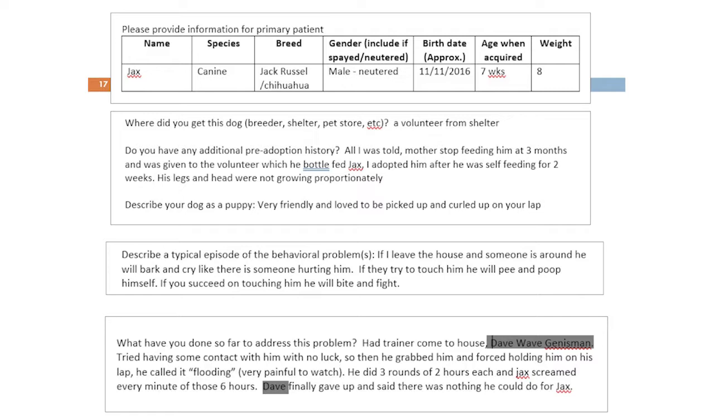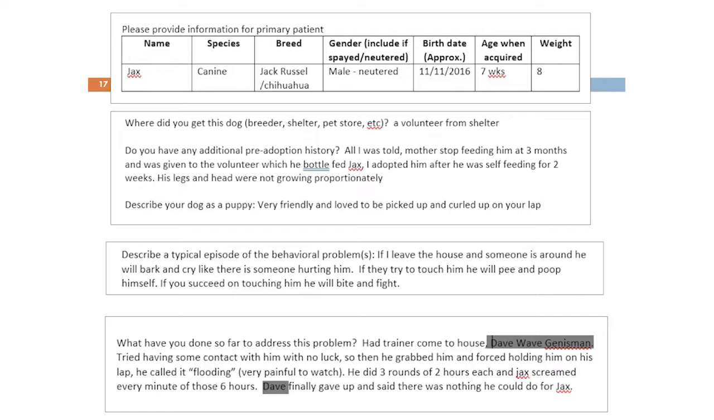Came from a shelter, volunteer. As I was told, mother stopped feeding him at about 3 months. Interesting. So you got him at 7 weeks, but the owner stopped feeding him at 3 months. That doesn't make any sense, does it? No, so we're going to have to tease that out later. Like, what actually happened? That was weeks.